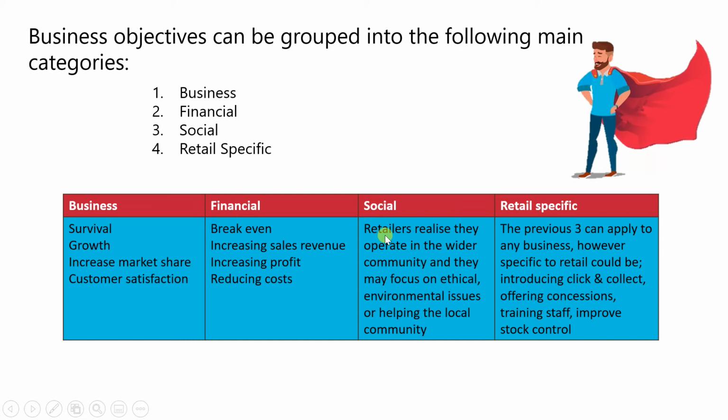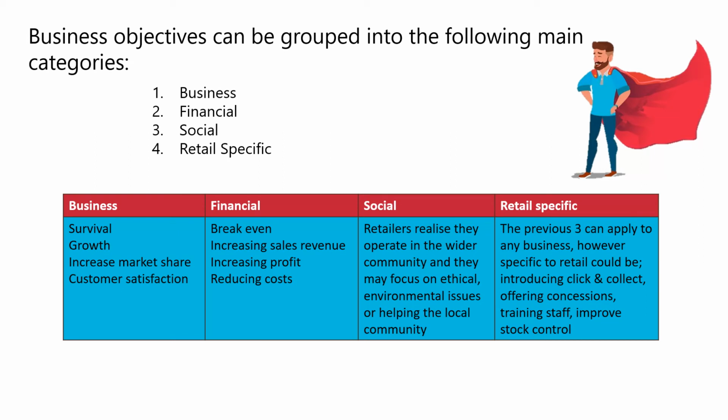Social objectives. Retailers realise that they operate in the wider community, and they may focus on ethical, environmental issues or helping the local community. Things like the cooperative, the one we've just covered, helping the community. Environmental issues, things like making sure there's no use of plastic. Ethical, things like making sure you offer fair trade products. These are all social objective examples.